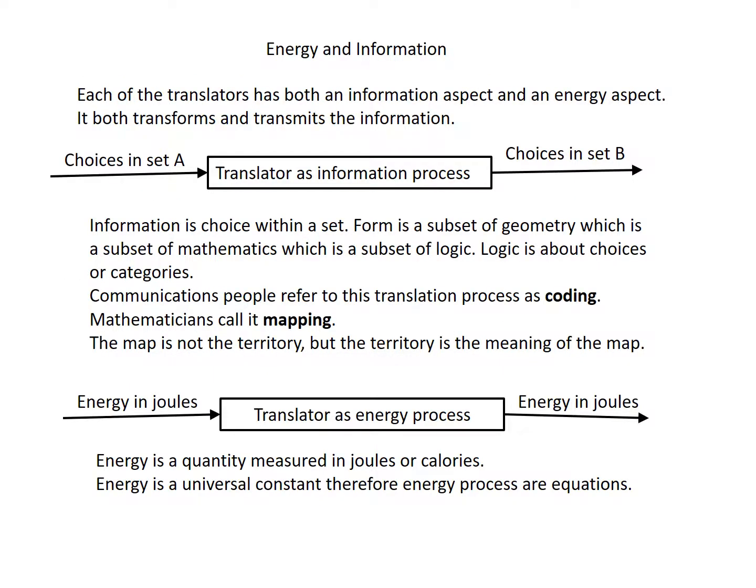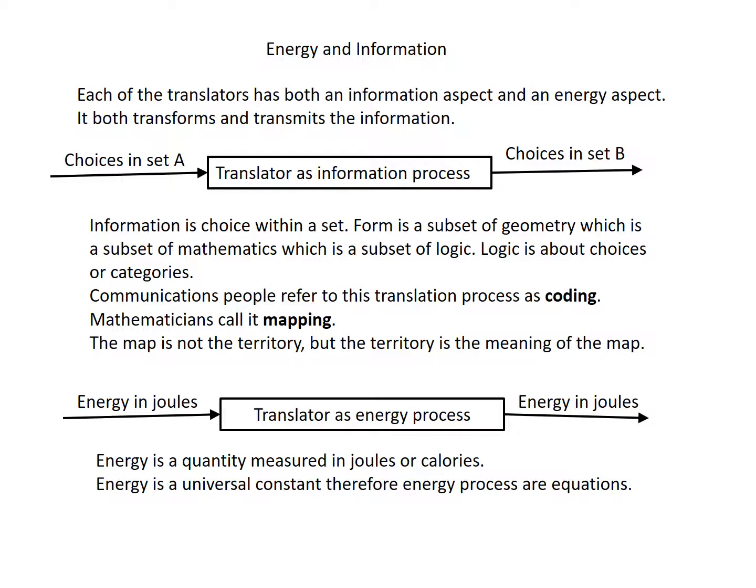Each of the translators has both an information aspect and an energy aspect. It both transforms and transmits the information. Thus, choices in set A are translated as an information process into choices in set B. Information is choice within a set.